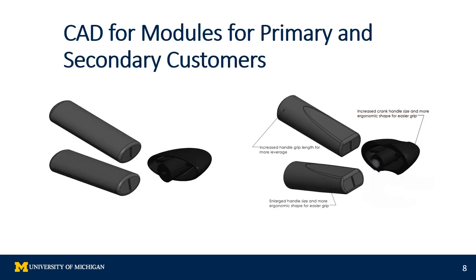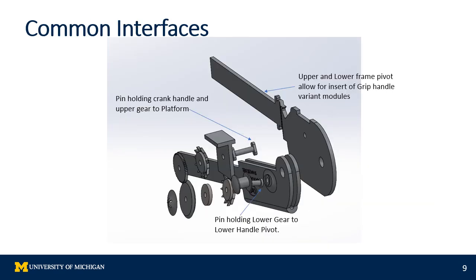Here's our two modules for primary and secondary consumers. The handles and crank were redesigned for easier use by the elderly and physically impaired. We see here that the common interfaces are the upper and lower frame pivots, which allow for the insert of the grip handles, and these have variant modules. The pin holding the crank handle and the upper gear to the upper frame pivots is also a common interface, and the pin holding the lower gear to the lower handle pivot is another common interface.